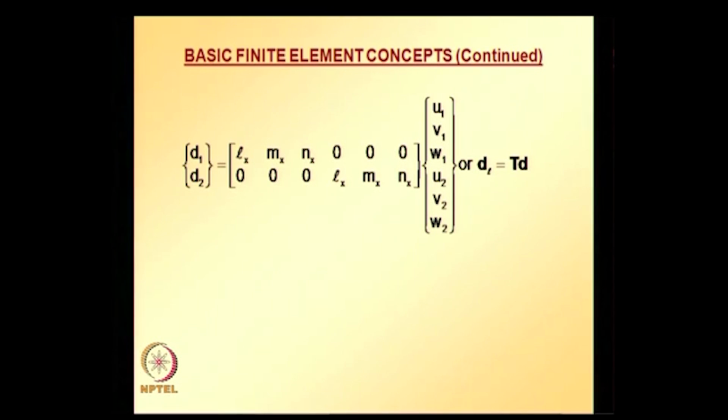These two equations can be written in matrix and vector form in this manner: d1 d2 is equal to the matrix with rows Lx mx nx 0 0 0 and 0 0 0 Lx mx nx, multiplied by u1 v1 w1 u2 v2 w2. This can be compactly written as dl is equal to T times d, where dl is the local displacement vector, T is the transformation matrix, and d is the global displacement vector.